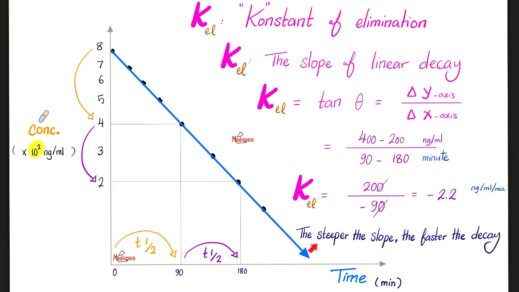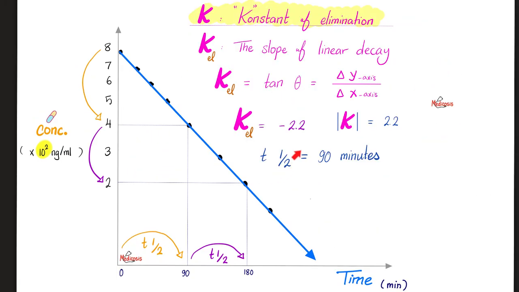Here's a very important rule. The steeper the slope, the faster the decay. So if this blue line is A, and I draw another line here and call it B, which one is steeper? B is steeper. The steeper the slope, the faster the decay, which means B has a higher rate of elimination or rate of decay than A. The rate of elimination for B is faster and its half-life is shorter than A.